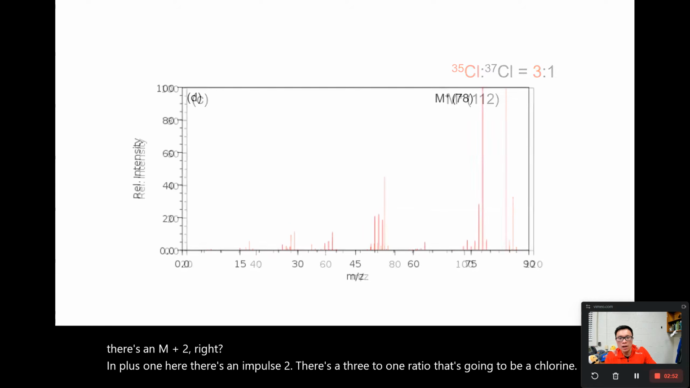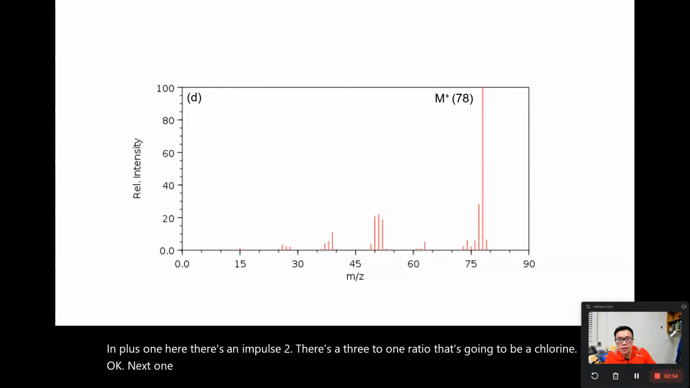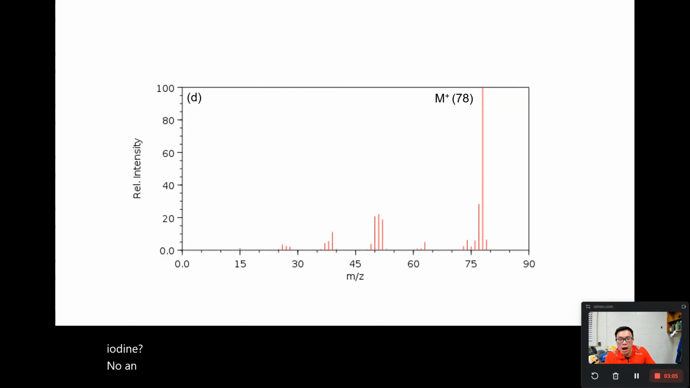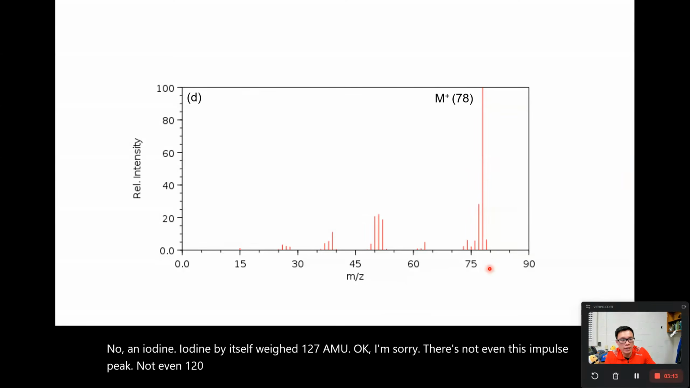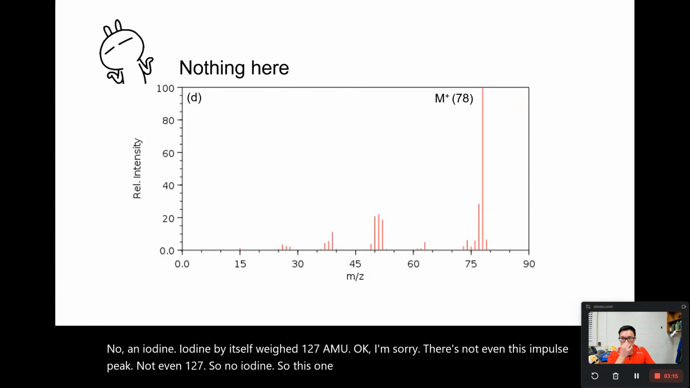Next one, let's see, 78. No 50-50, no doublet here. No 3-to-1 ratio. Can there be an iodine? No. Iodine by itself weighs 127 AMU. This M plus peak is not even 127. So no iodine. So this one is probably nothing here, I mean, an even number of nitrogen.